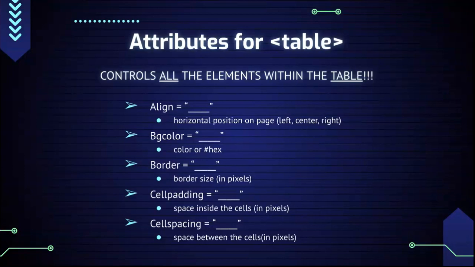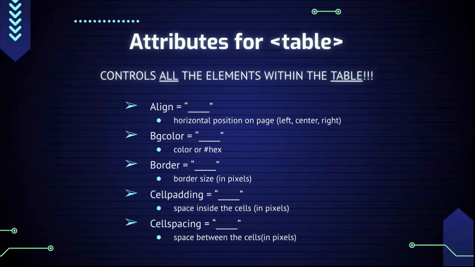When you add attributes to a table tag, it ends up controlling all of the elements within the table. This means it affects all the rows and cells within the table. So if you add a background color attribute to the table tag, it affects the background color of all the cells within the table. The align attribute affects the horizontal positioning of the table itself on the page, so the table can be on the right side, left side, or in the center.